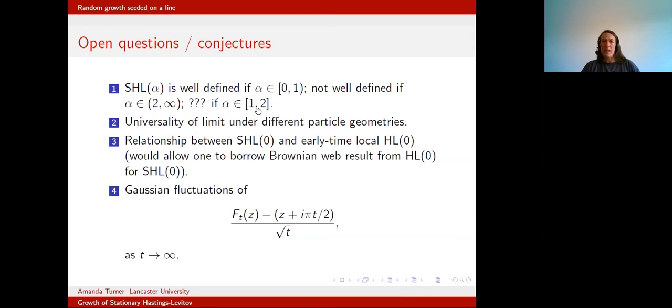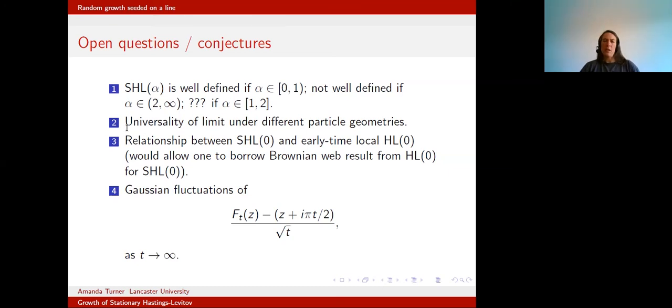If alpha is greater than 2, we believe it's not well defined. And again, if you do simulations for true Hastings-Levitov, you get very spiky clusters once you take alpha bigger than 2. They really don't even seem to have any local behavior. Between 1 and 2, it's a little bit unclear, and we're really not sure what should happen in that case. Possibly it's well defined but not unique, or possibly you can find it but it's not stationary. So we don't even have a conjecture about alpha between 1 and 2.